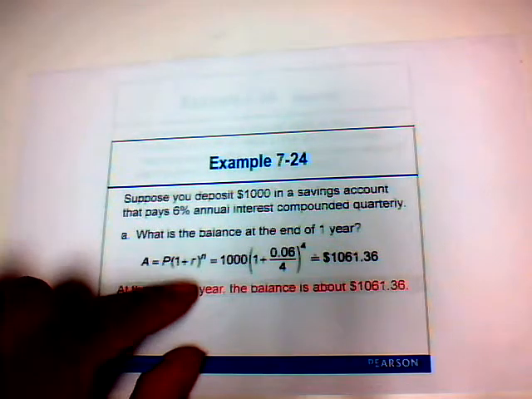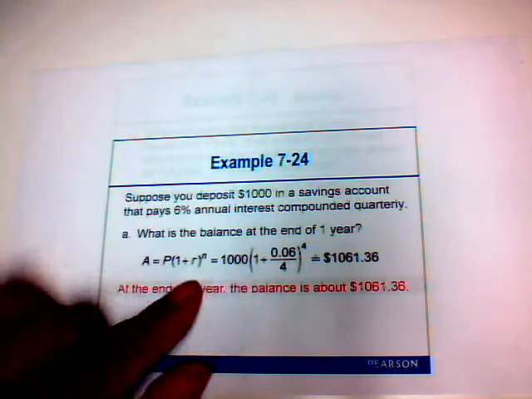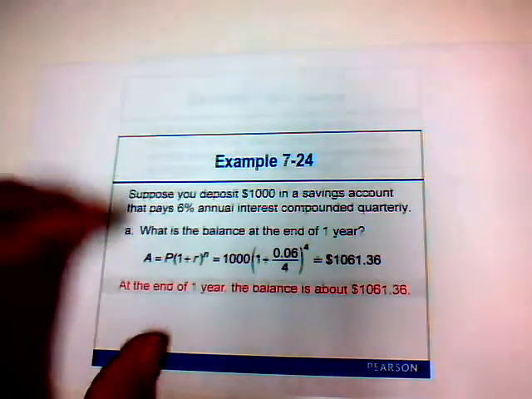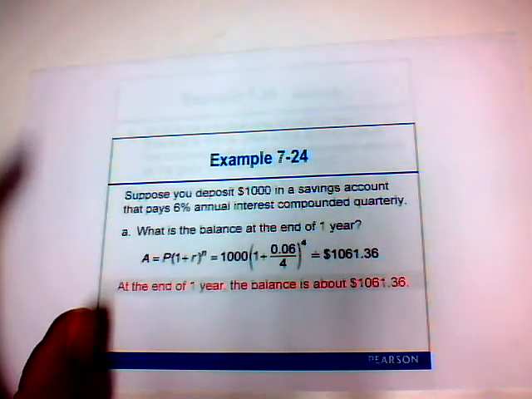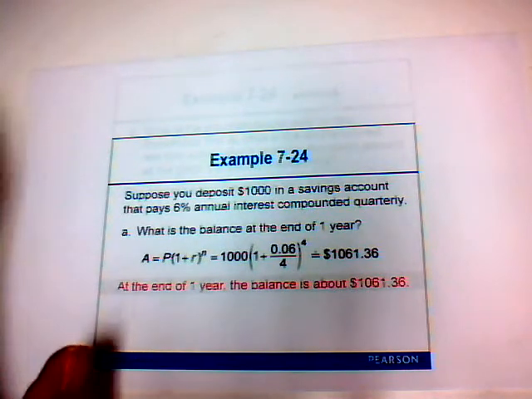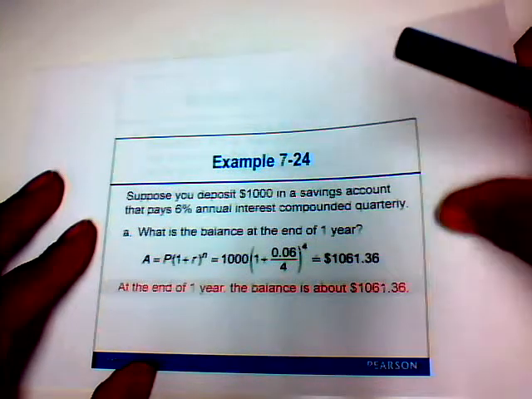And your P is your principal. So here, this is 1,000 times 1 plus R, which is going to be 0.06 divided by 4, raised to the 4th. If you do this in the calculator, you'll get 1,061.36. So at the end of 1 year, the balance is about $1,061.36.